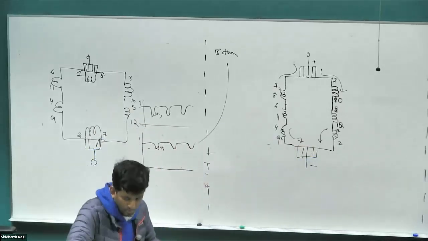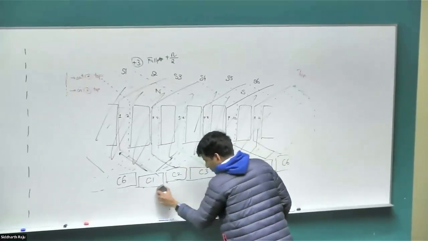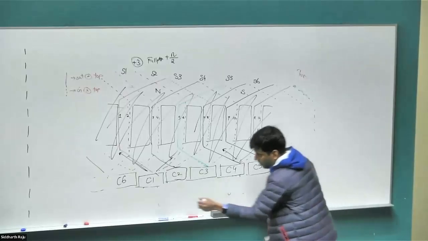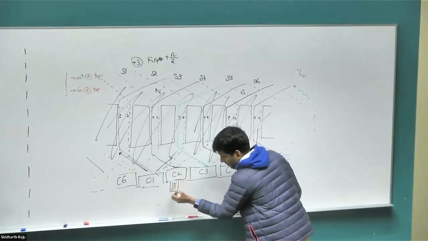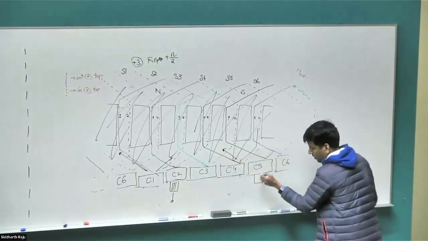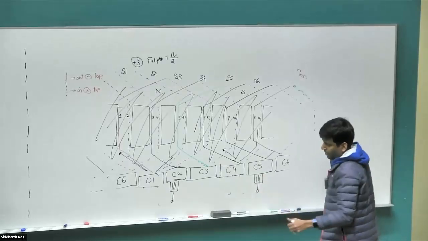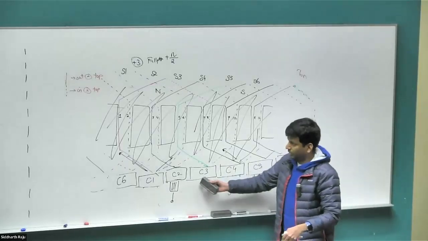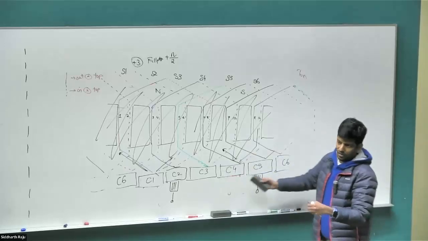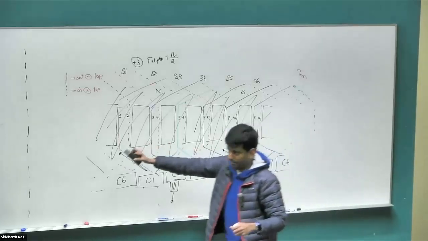This would be the case once the brush moves fully onto commutator 2 and then commutator 5. And then again, after some time, I'm going to short C to C3, rotate the winding again, and this keeps repeating again and again.